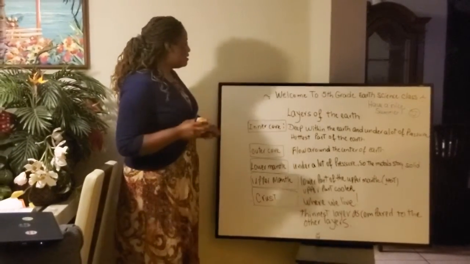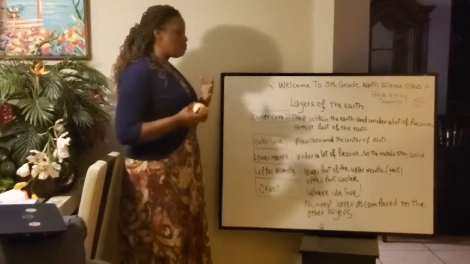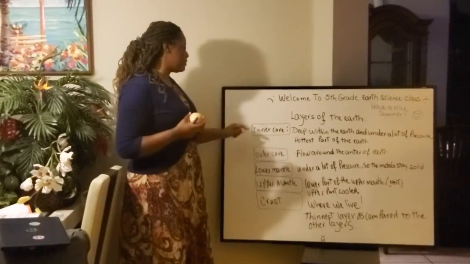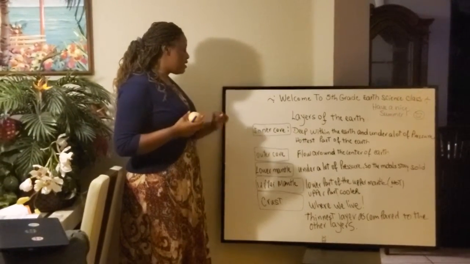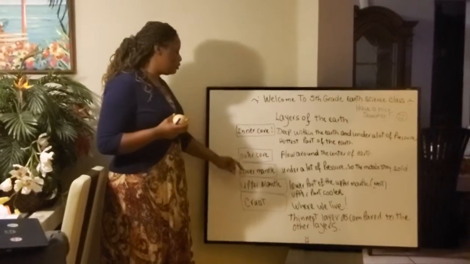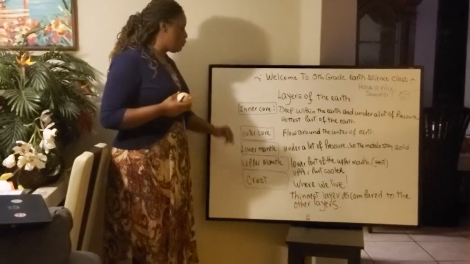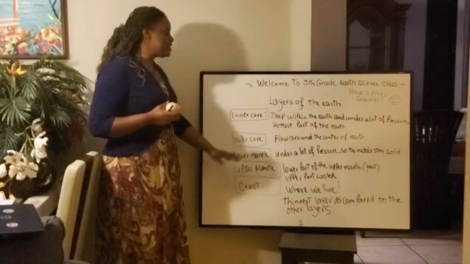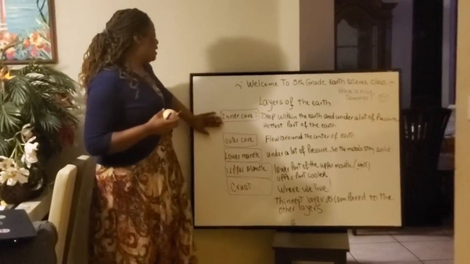Let's go back again so that we remember. The more practice that we do, the more that we're going to remember it. So we have the inner core, the outer core, the lower mantle, the upper mantle, and the crust. So let's go back. We have the inner core.